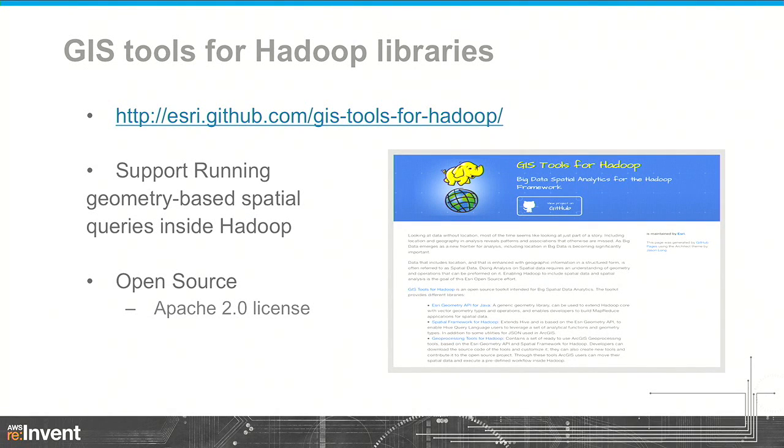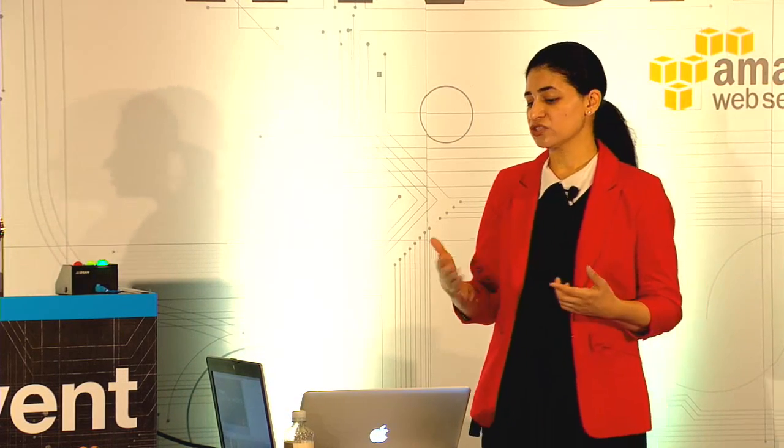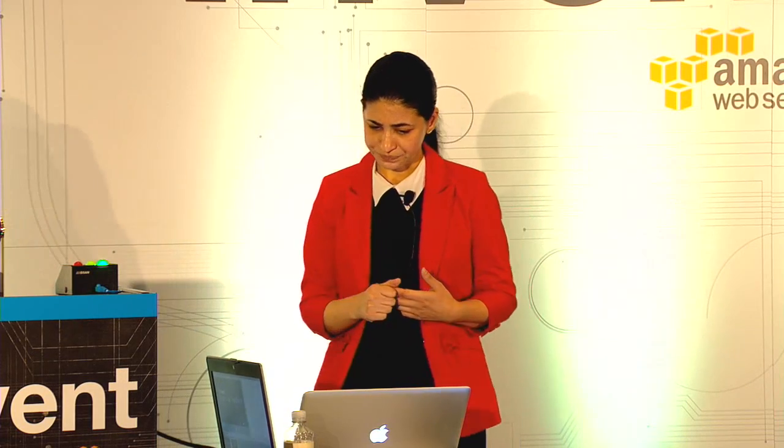These are available through a GitHub project called GIS Tools for Hadoop, and that project is based on the Apache license. It supports running your operations for spatial queries, whether you want to do filtering or aggregation or any of the spatial queries that I mentioned. You could use that source to do that.